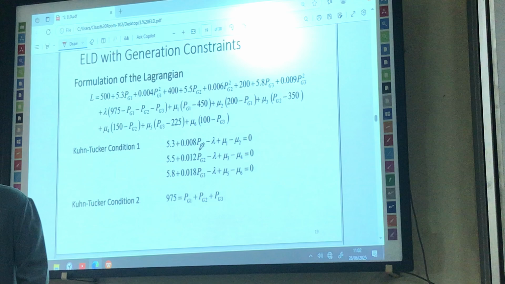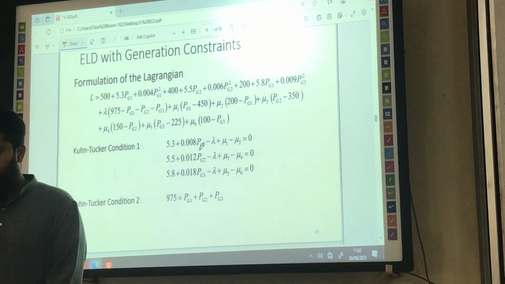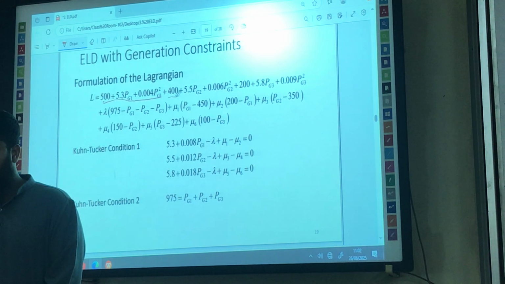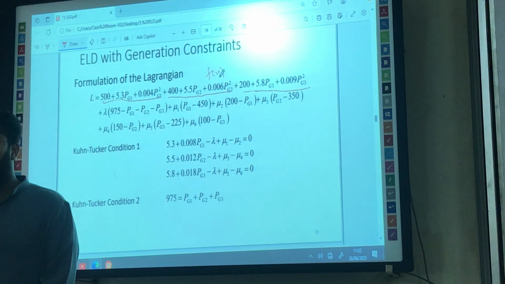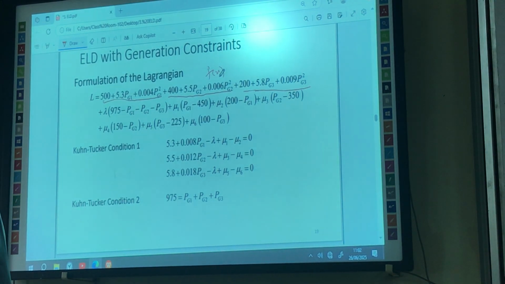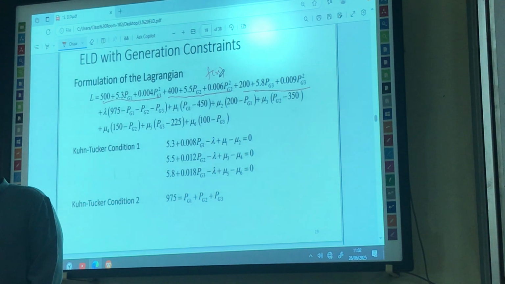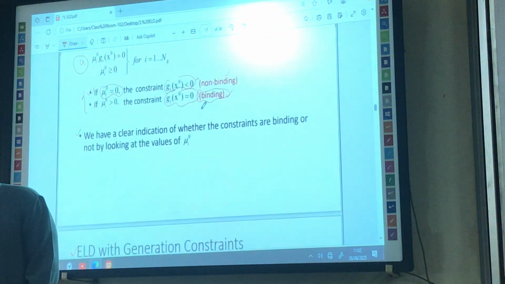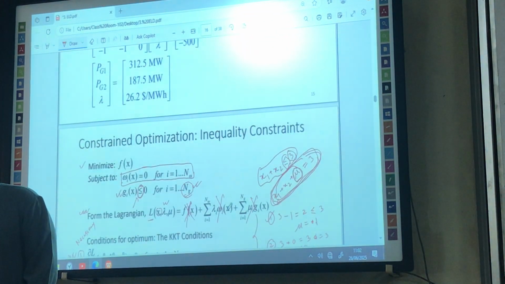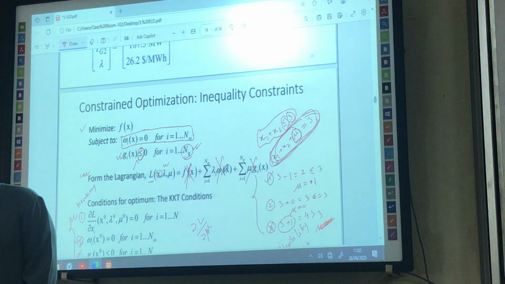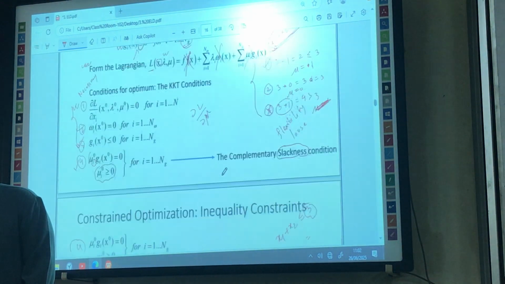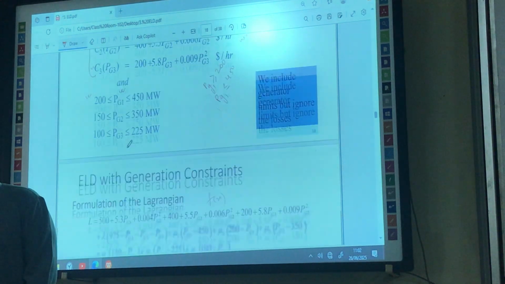This is the C1 plus C2 plus C3. So this whole thing is actually the f of x. This is the objective function. Plus you have to write lambda multiplied by omega of x, right? Or the equality constraint. So look, this is the lambda.